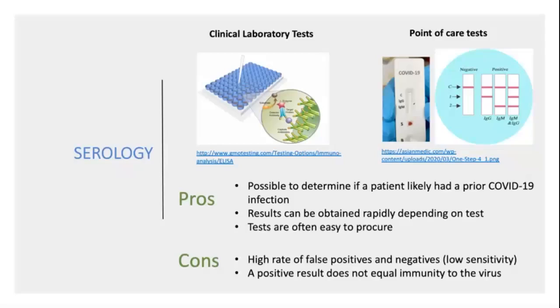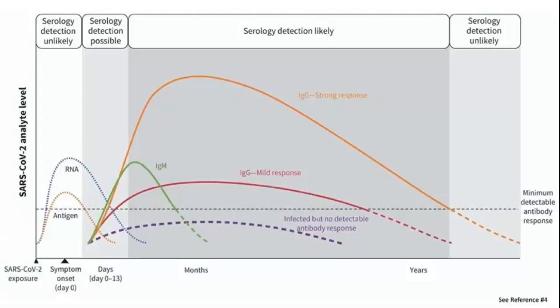And these tests allow us to determine if a patient likely had prior COVID-19 infection. However, it does not tell us anything about a possible current infection. And I'm going to show a graph on the next slide, which is going to allow us to look at that a little more closely. So if we go ahead and look at this graph, as you can see, on the x-axis, we have time, and on the y-axis, we have our analyte level of SARS-CoV-2 analytes.